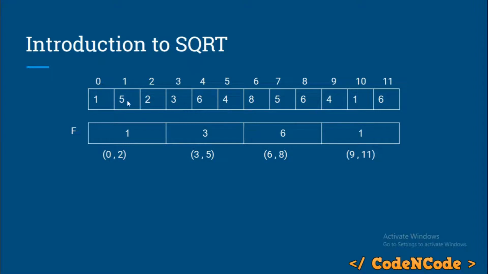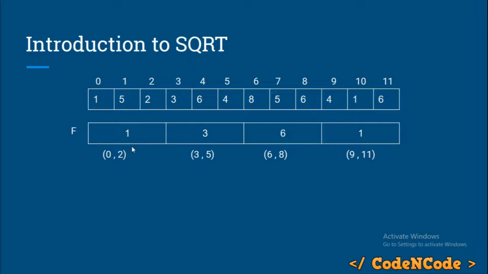Since the block size is square root of n, we need square root of n blocks, because the block size is square root of n, the total number of elements is n, and n divided by square root of n is equal to square root of n. So there are square root of n blocks. Even in the worst case, if the query comes from 0 to n minus 1, you can answer the query in square root of n time, because in between you have square root of n blocks and you can directly take answers from them.